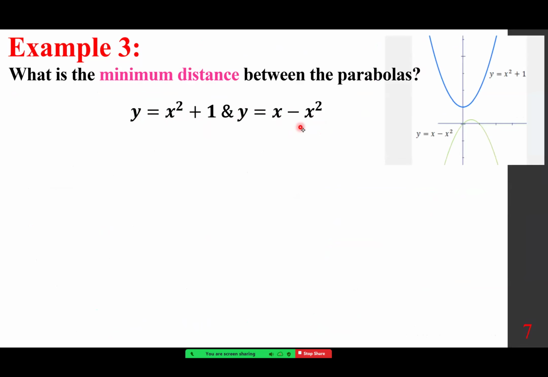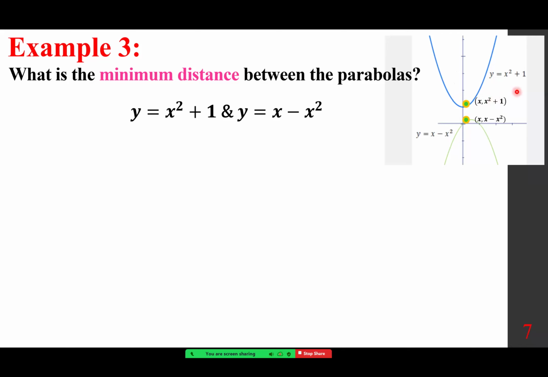And this one you can find the vertex starting with x equals minus b over 2a, plug in, find the y coordinate, and because this is negative, it opens down. And now we want to find a minimum distance. So let's get 2 points we don't know anything about. This one is on the top function. This is on the bottom function. So this has coordinates x, and the y is x squared plus 1. This one has coordinates x, and the y coordinate would be x minus x squared.